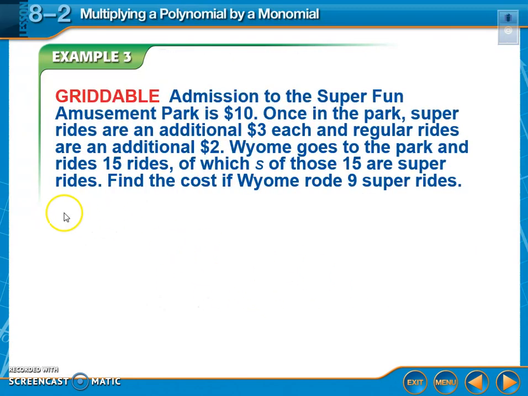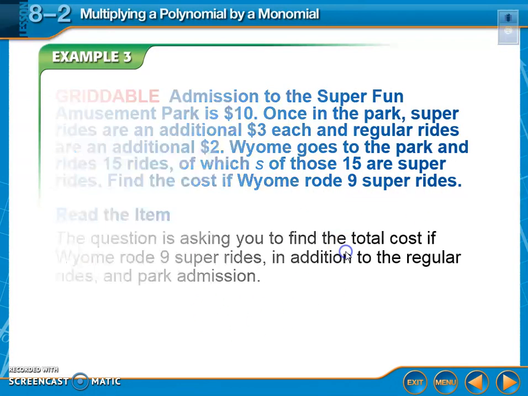All right. Here we go. Admission to super fun amusement parks, $10. Once in the parks, super rides are an additional $3 each, and regular rides are an additional $2. Sounds kind of nickel and diming to me. I don't know. I'd rather just pay more at the start and go ride. All right. Wyoming goes to the park and rides 15 rides, of which S of those 15 are super rides. Find the cost if she rode 9 super rides.